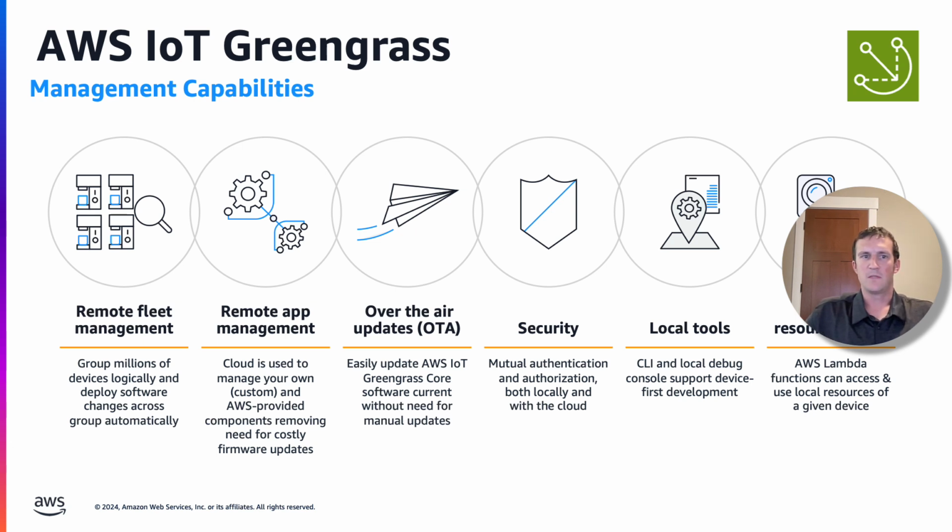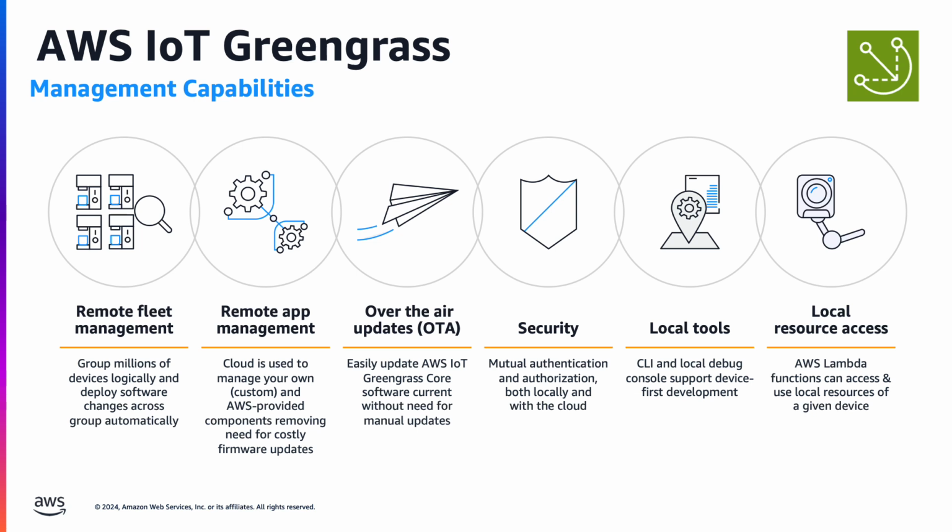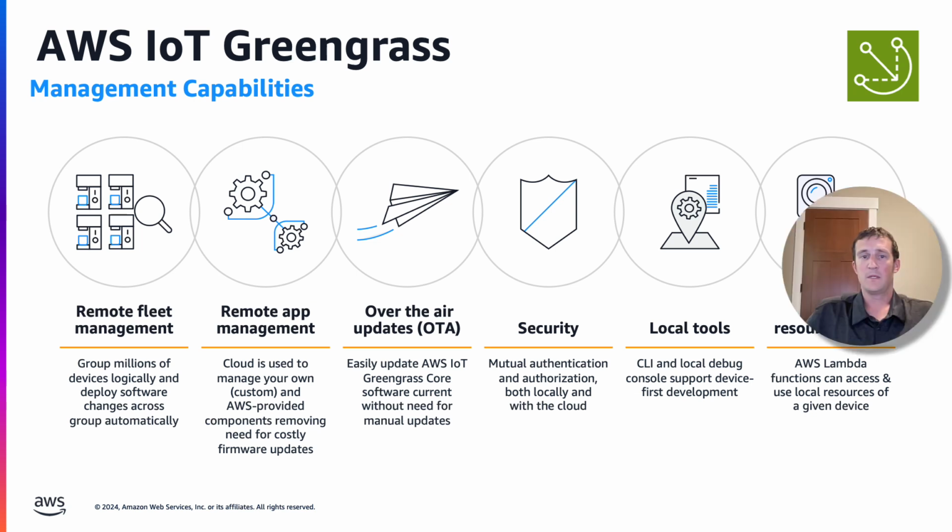Greengrass also has a number of management capabilities. These include remote fleet management, remote app management, over-the-air updates, security, local tools, and local resource access. Again, we'll be touching on a few of these during the workshop. We'll be doing remote fleet management, as well as over-the-air updates. And of course, security will be a top priority in our implementation today.